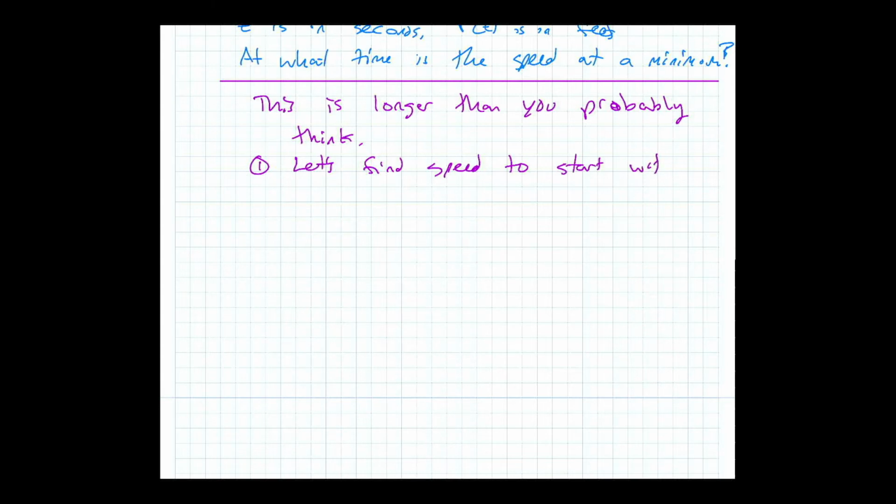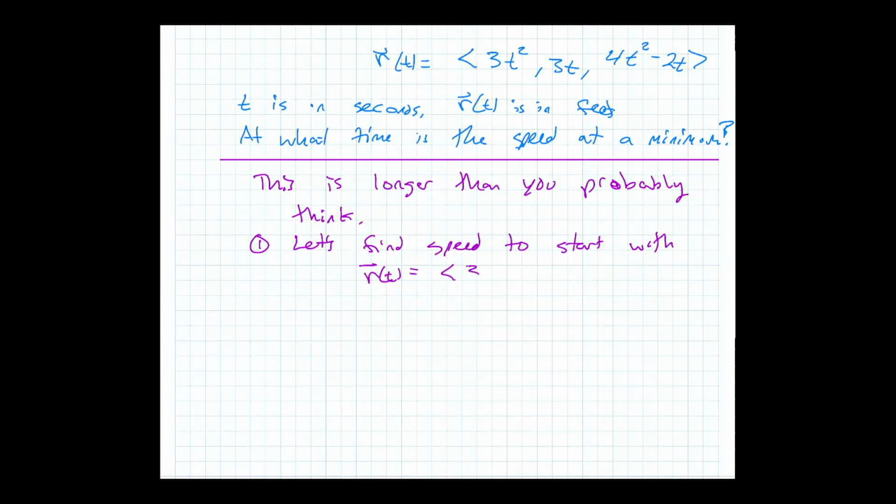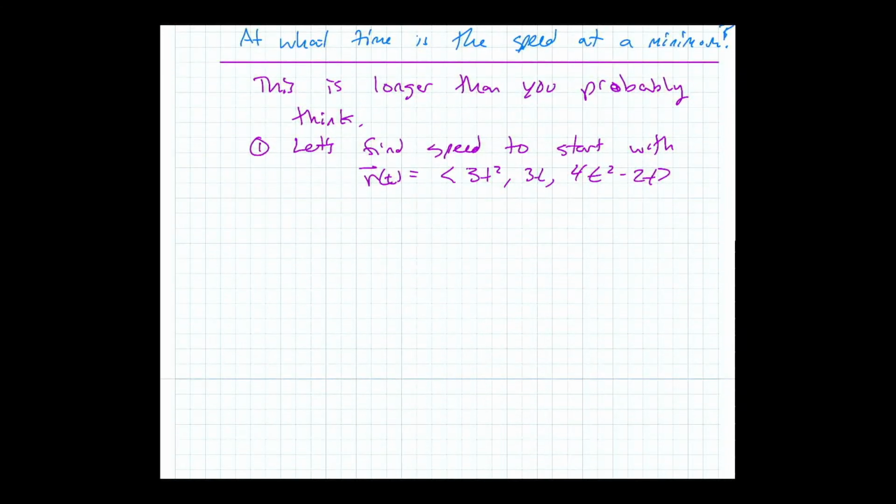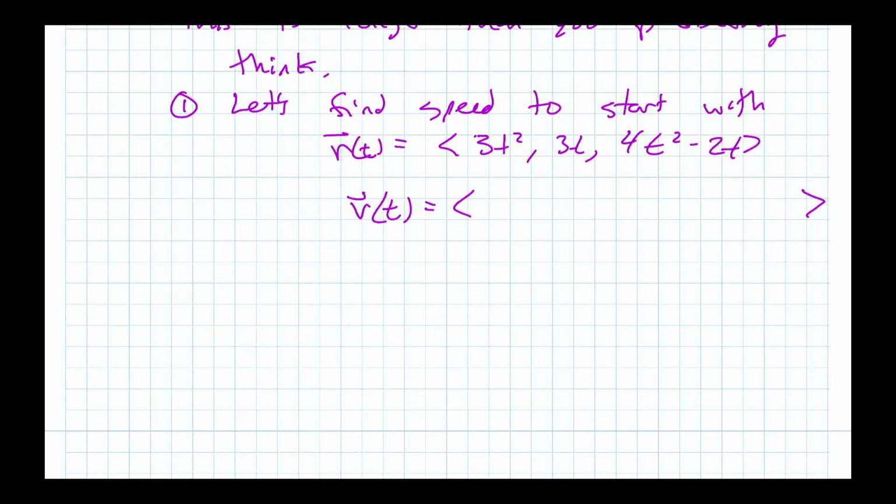To start with. Okay, so we have r of t, which is a 3-component vector here. We got 3t squared, 3t, 4t squared minus 2t. So far so good. Now speed comes from velocity. So first we find the velocity, which is the derivative of this function. That's going to be easy, of course. This is power rule, power rule, power rule. So the derivative of 3t squared is 6t. The derivative of 3t is 3. The derivative of 4t squared is 8t. And then we got minus 2 for the other part. So there we go.